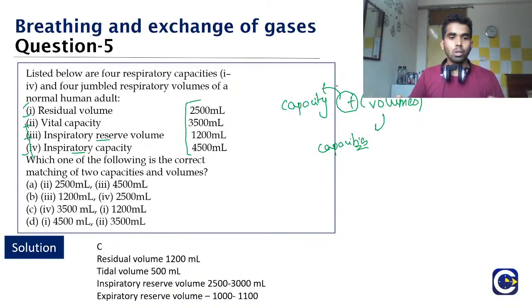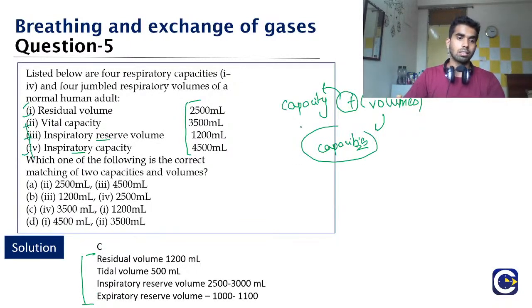Okay, so I want you all to remember these four volumes. If you remember these four volumes, you can get into any of the capacities present in our body. So the volumes are: residual volume, it is 1200 ml; tidal volume, it is 500 ml; inspiratory reserve volume, it is 2500 to 3000 ml; and expiratory reserve volume, it is 1000 to 1100 ml.